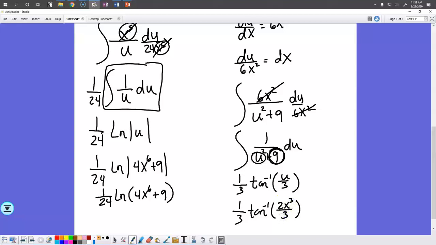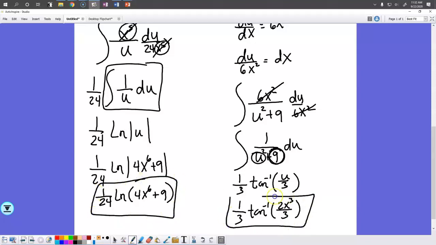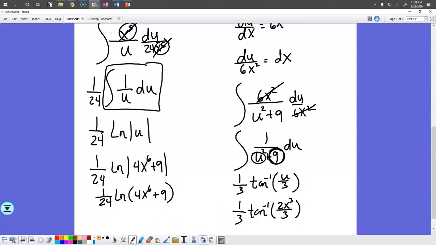So now I've integrated both sides. The left side gave me this, and the right side just gave me that. Now I didn't put a plus c. Why didn't I put a plus c? Well, technically you could have.